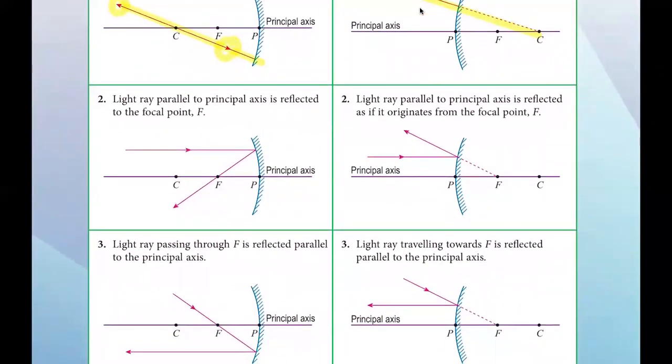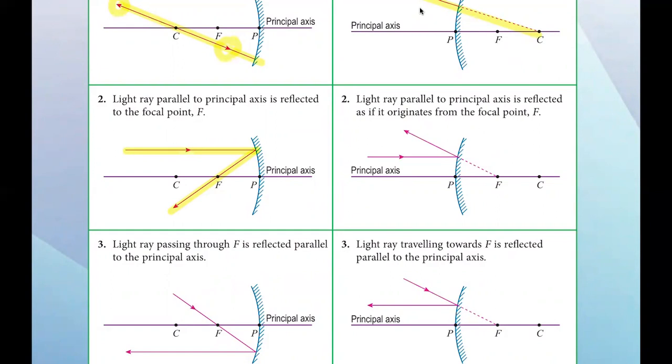This is the second rule for the concave mirror: the light ray parallel to the principal axis will be reflected to F.